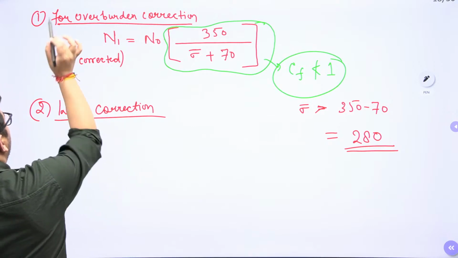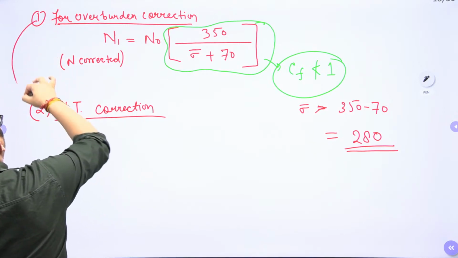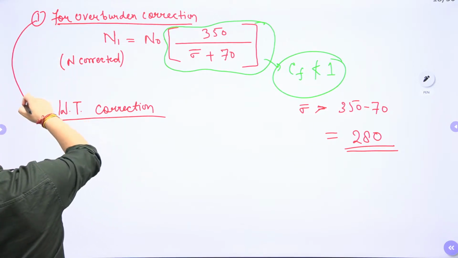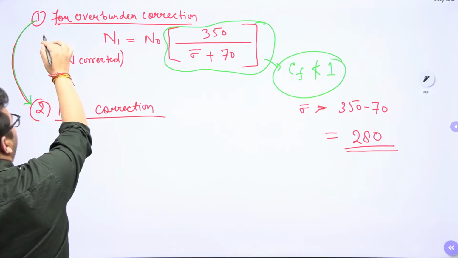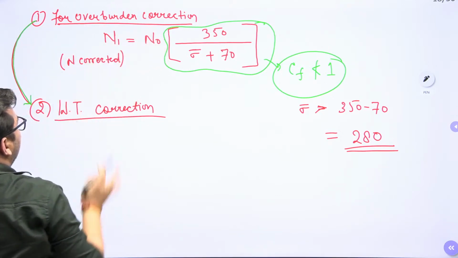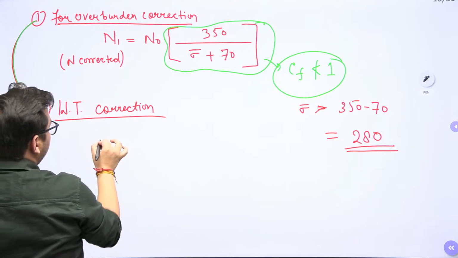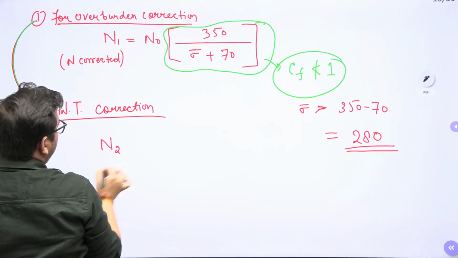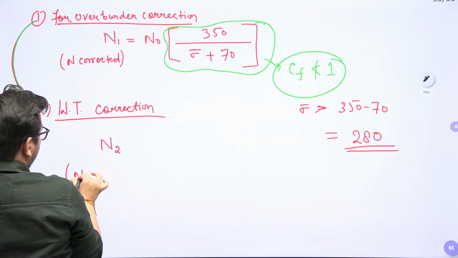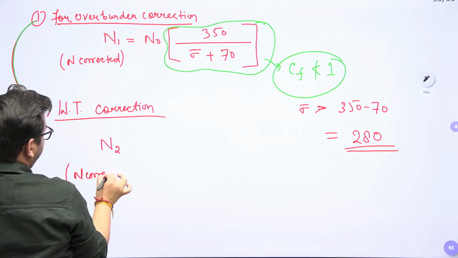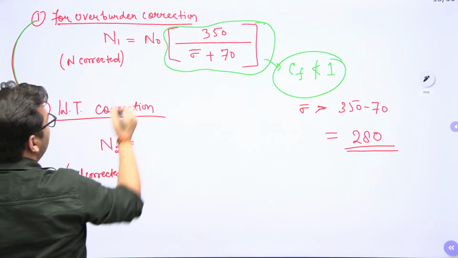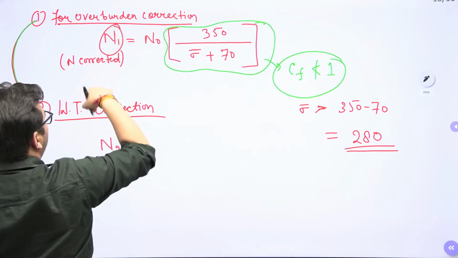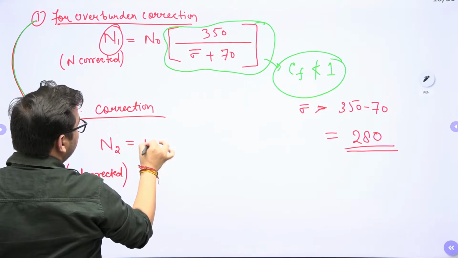Always remember, after applying the overburden pressure correction, you apply this water table correction. So they are applied in this sequence. First you have to apply the overburden correction, then you have to apply the water table correction factor. So N corrected, that is N2, is N corrected for water table correction. N2 will be equal to, you will apply this water table correction on this N1 value, right?